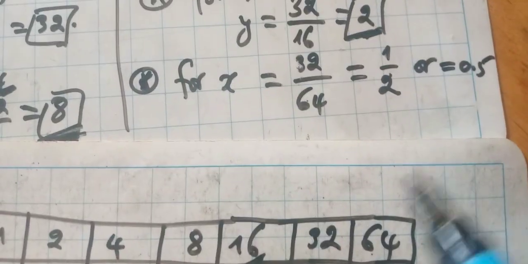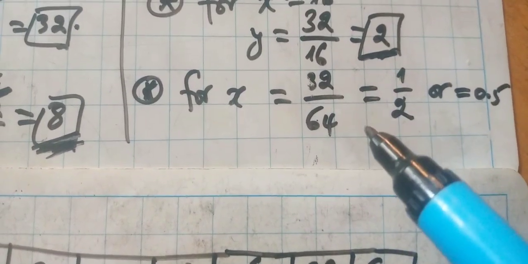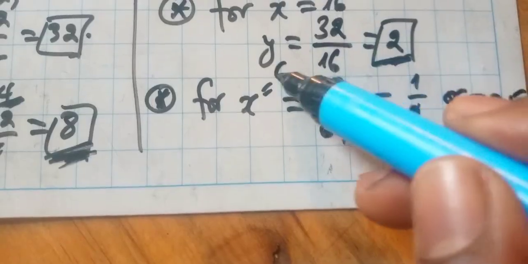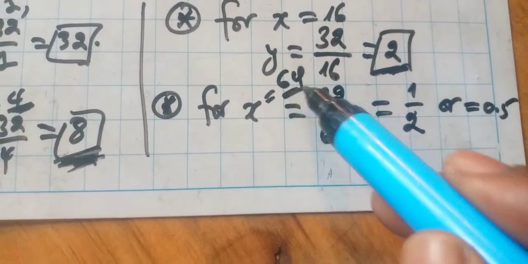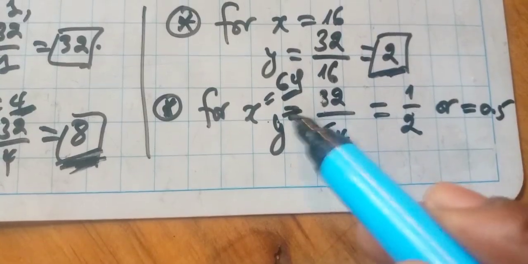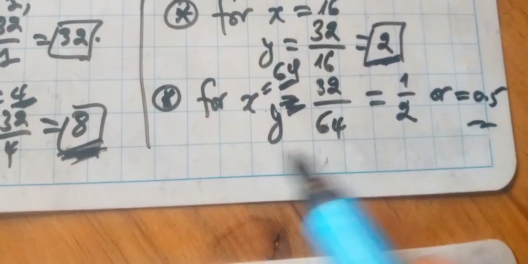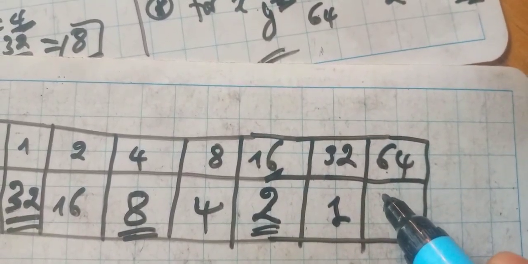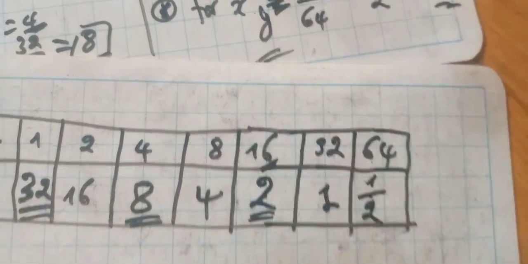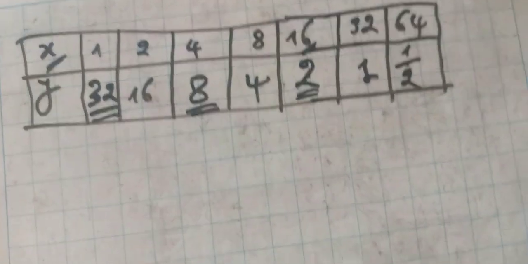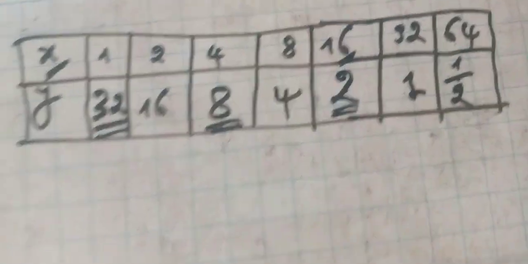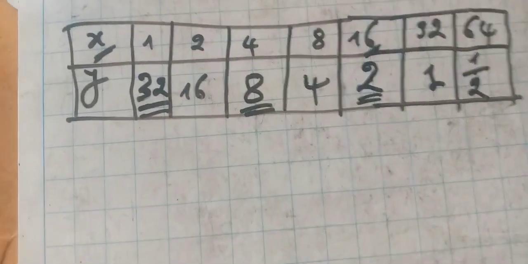For x which is equal to 64 here. Then my y will be equal to this one. Right? This is equal to 1 over 2. Right? This is how to work out all questions which are involving inverse proportion.